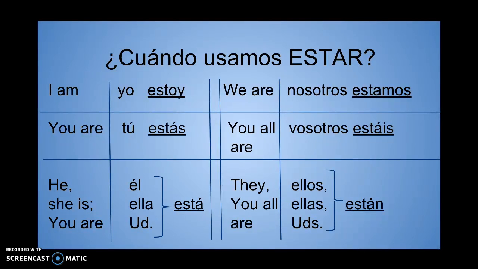We're going to move on now to estar, the irregular verb estar. And remember, it's very important to be careful with the accents here, especially with estás and está, because if you don't have them, the verb means something completely different. It's not even a verb anymore.